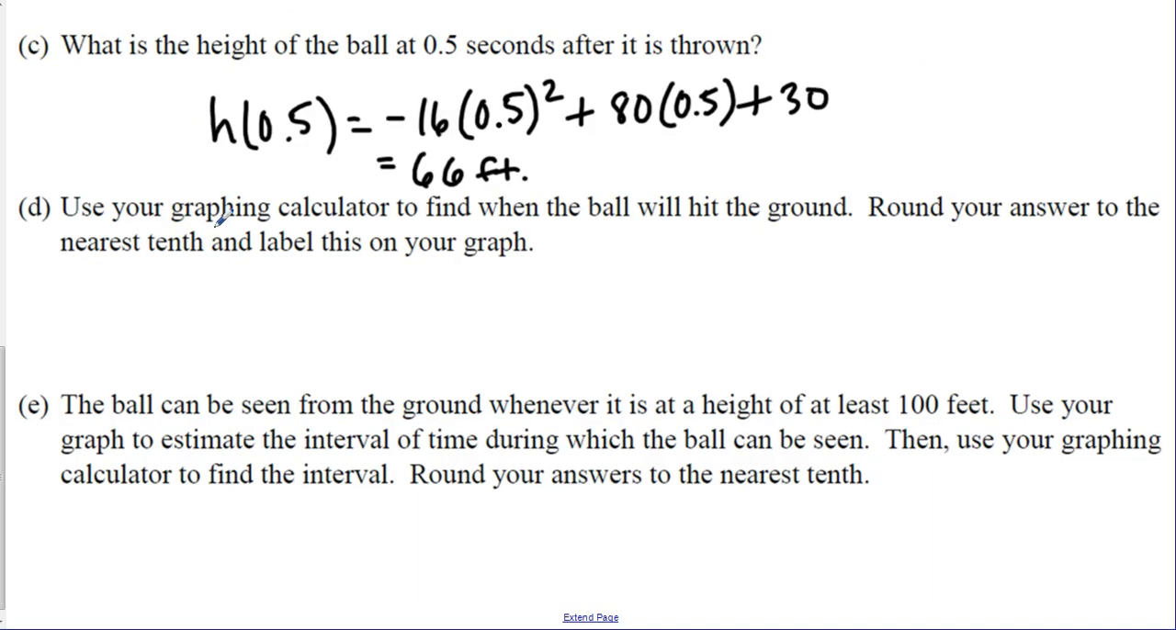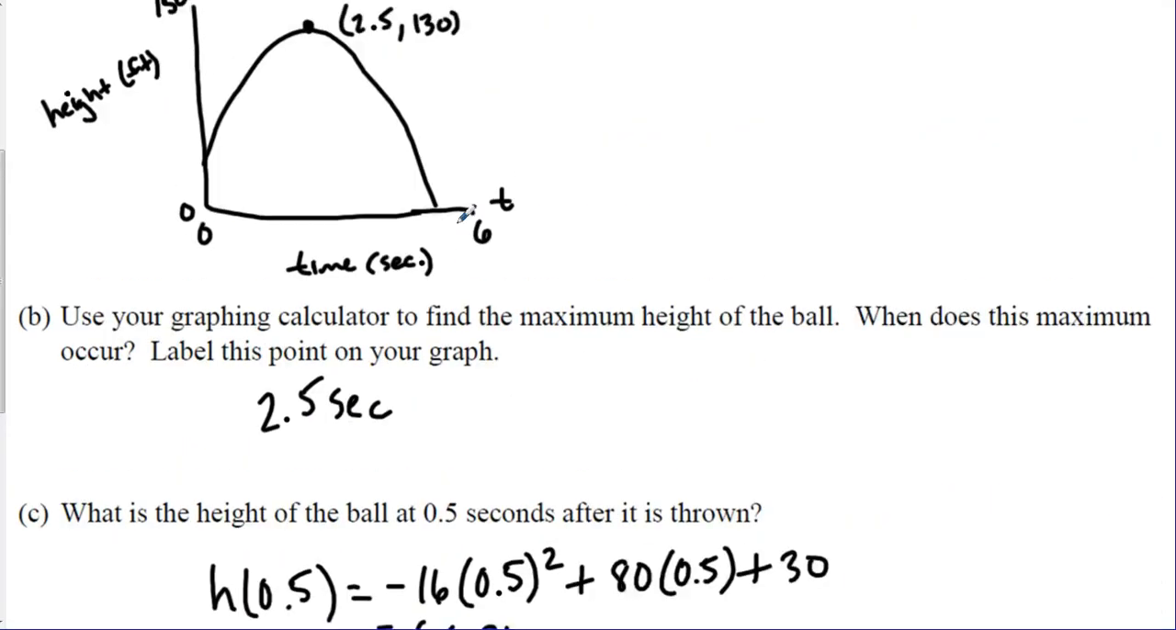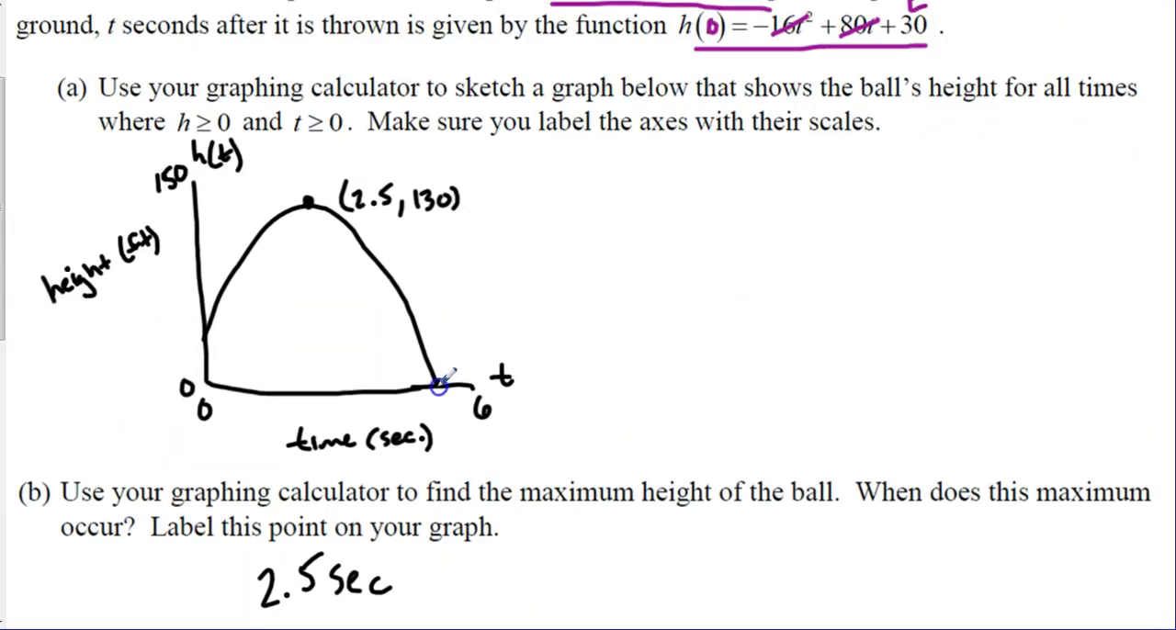All right, so it says use your graphing calculator to find when the ball will hit the ground. Well, think about what the height is when the ball hits the ground, right? If I look up here, the ball hits the ground right about there. So its height when the ball hits the ground is 0. Okay, so there's a couple ways to go about this.